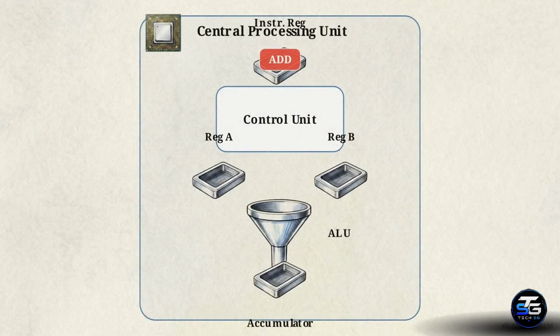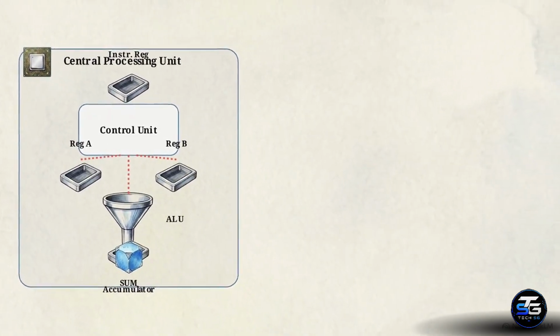Now the cycle transitions to the decode phase. The control unit analyzes the raw instructions sitting in the instruction register. It translates the add command into specific electrical signals, preparing the hardware components for action. The control unit identifies the values of A and B and routes them out of their registers and directly into the ALU. With the data in place, the system enters the execute phase. The ALU performs the physical arithmetic operation on the two values. The resulting sum is immediately stored in the accumulator register.